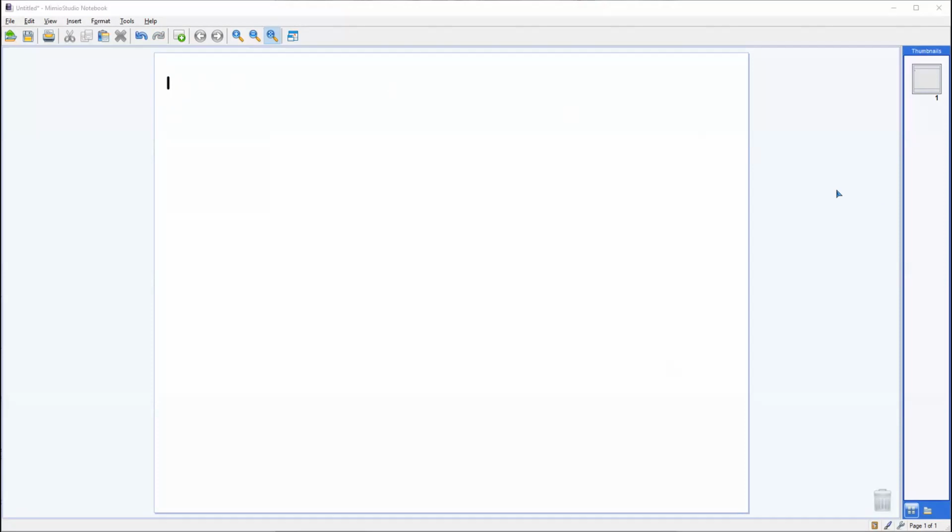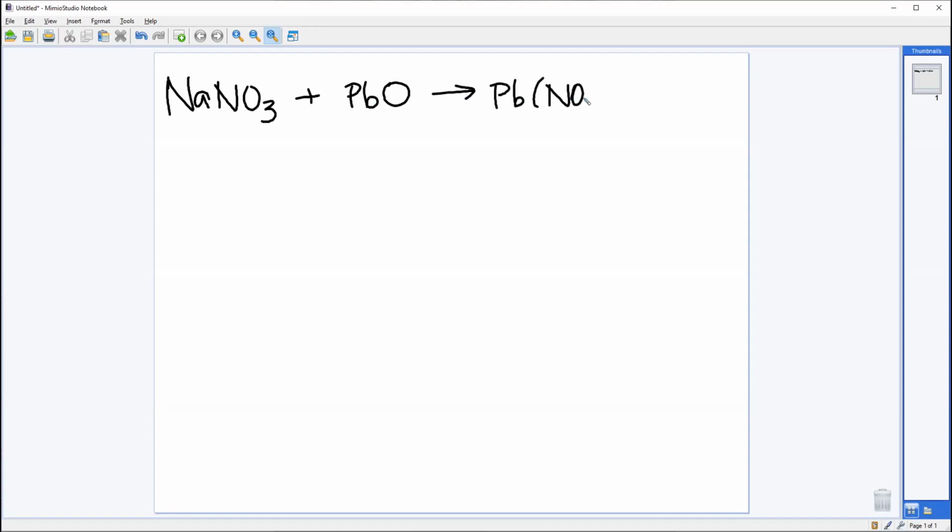So if I have, well, get my pen working. There we go. Okay, if I have sodium nitrate and I add lead oxide to that, I end up with lead 2 nitrate and sodium 2 oxide. Okay, so this is my equation.